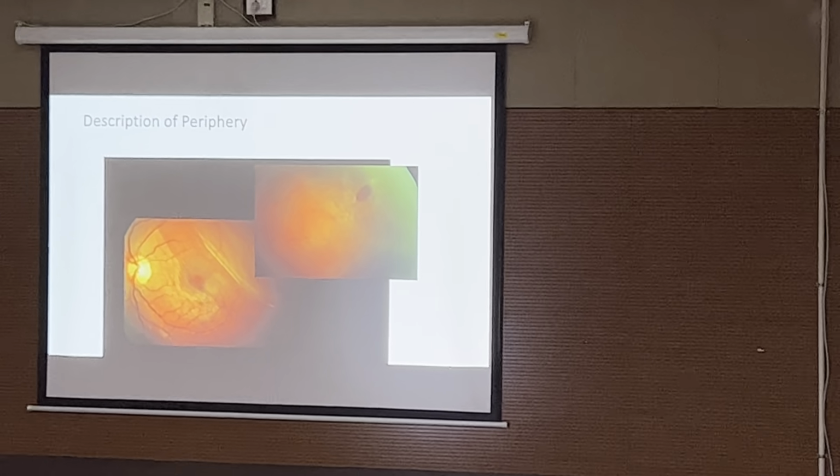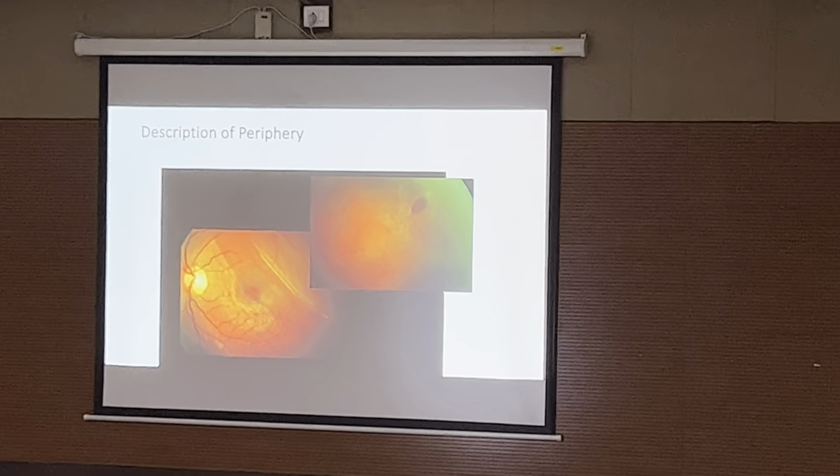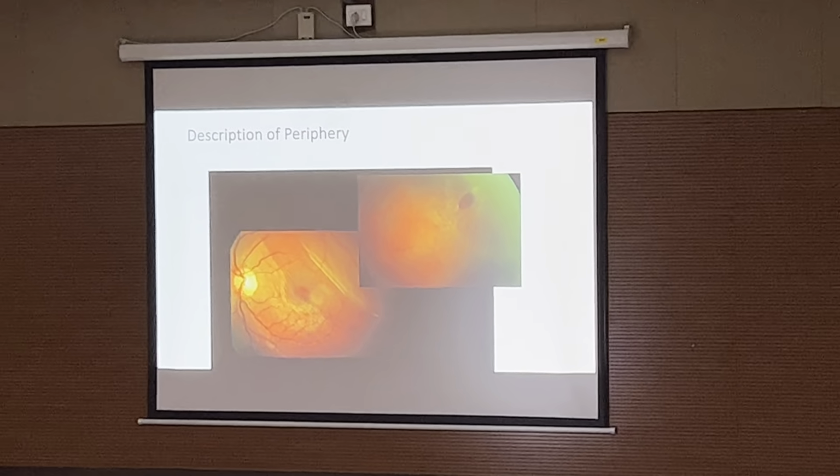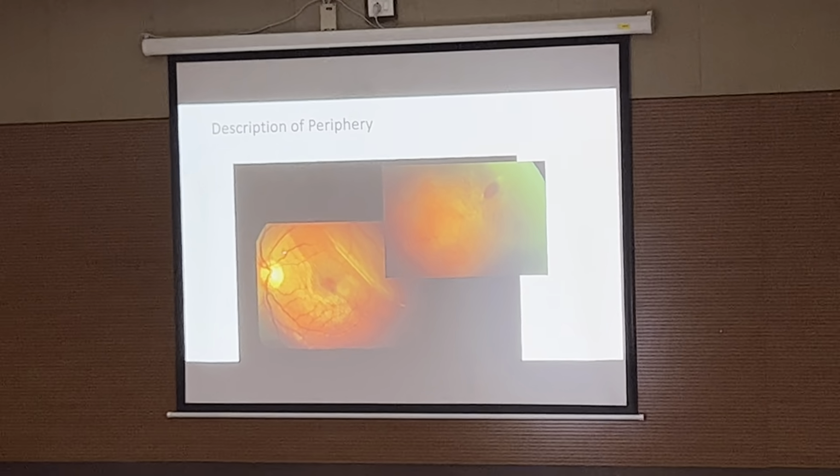Similarly, if you have a case where the periphery is involved, for example, this is a case of retinal detachment. If you are asked to describe this case, you will again start, okay, media is clear, grade 0, disc is normal.